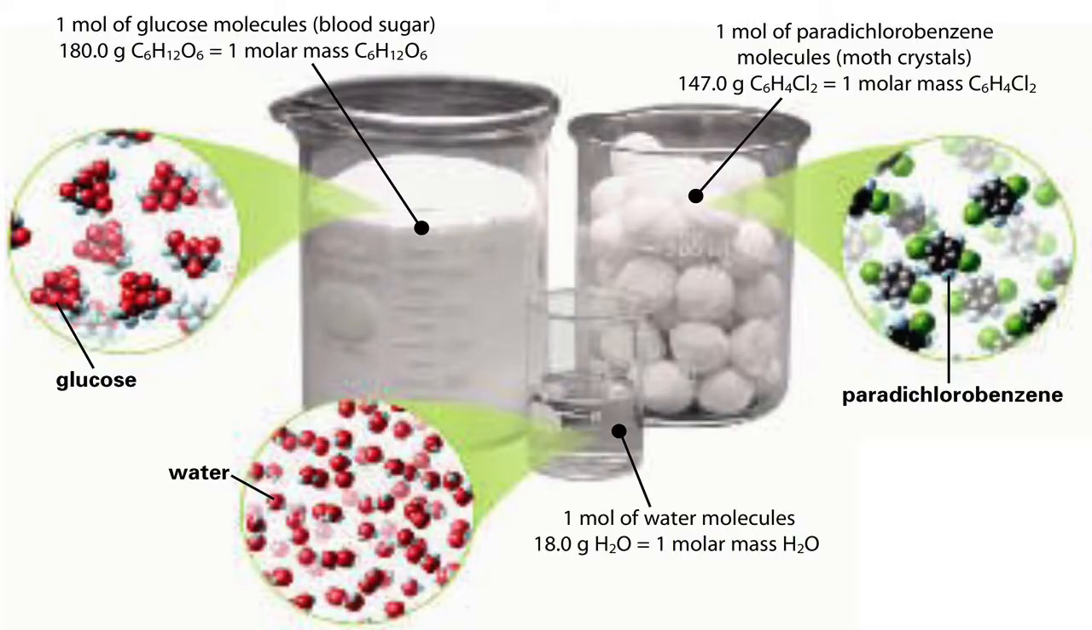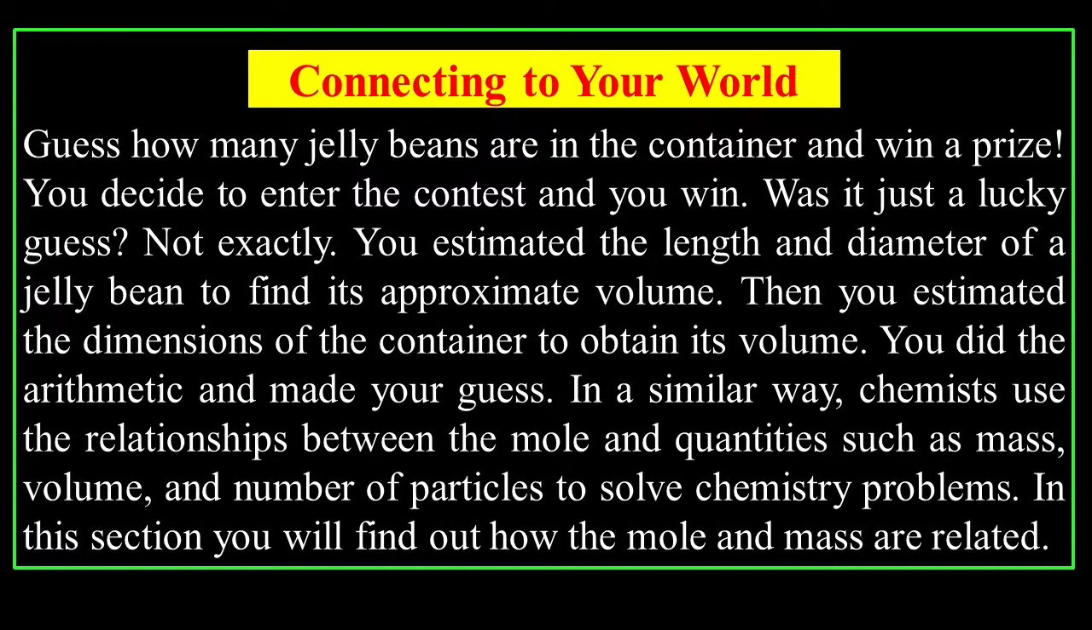So glucose is 180. On the right, para-dichlorobenzene is 147, and down below, water is 18 grams. So if the mass in grams that you have is equivalent to the mass of 1 particle in atomic mass units, then you have Avogadro's number of particles in that mass. Simple as that. No other consideration.